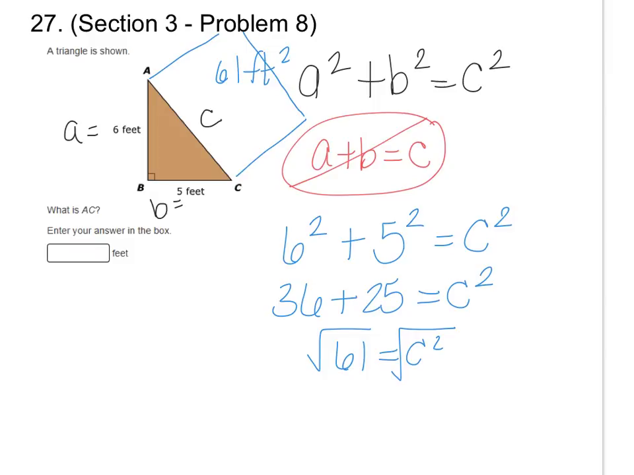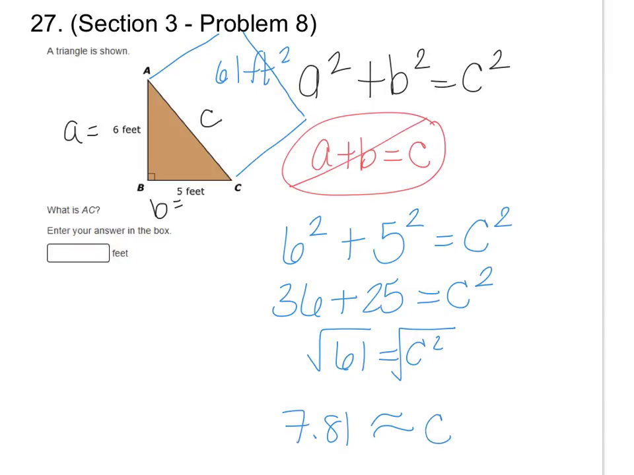So on a problem like this, since it's not multiple choice, you don't know what form you should necessarily put your answer in. So the square root of 61 is an irrational number. So remember, irrational means that it's going to be a decimal that goes on forever. It's never going to repeat. It's never going to terminate. On your calculator, if you take the square root of 61, you get about 7.81, and then the square root of c squared is equal to c.